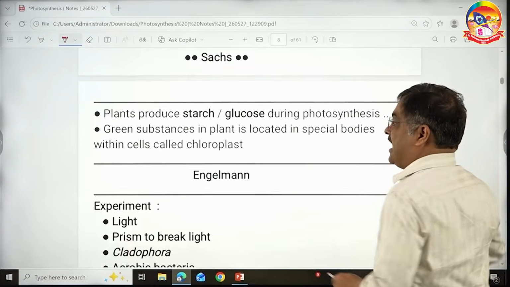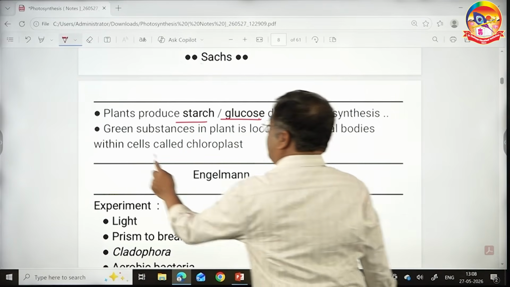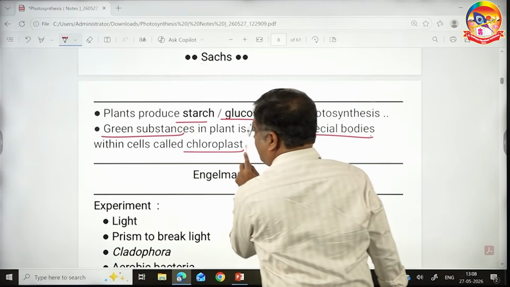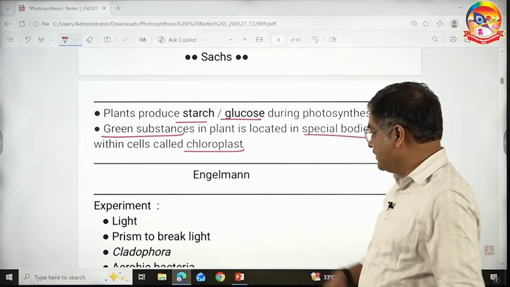Sachs: plants produce starch or glucose. The green substances in plants are located in special bodies called chloroplasts. And you know what that green substance is? The green substance is chlorophyll.